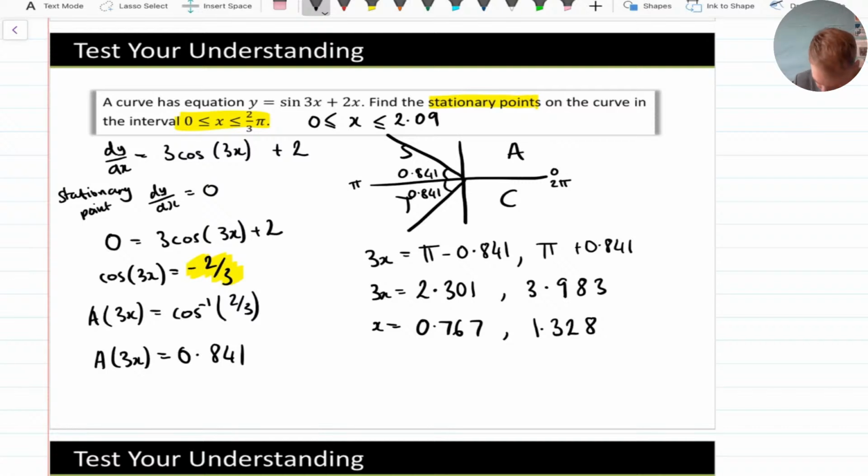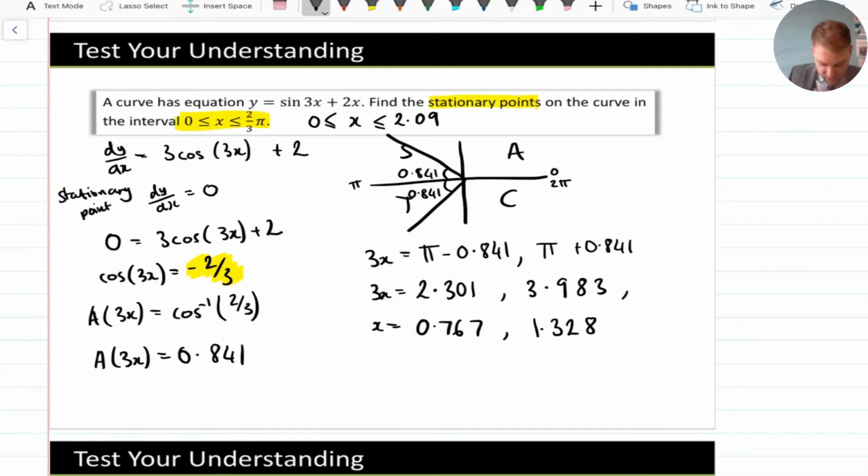2.09. So there is a chance there's a third one here. If I think about this one here, let's just check it. 2.301 plus 2 shift pi is equal to 8.5 here. And what's 8.58 divided by 3? No, that one's going to be outside the range, so we don't need to worry about that one. So we do have 2 here which are inside my range.